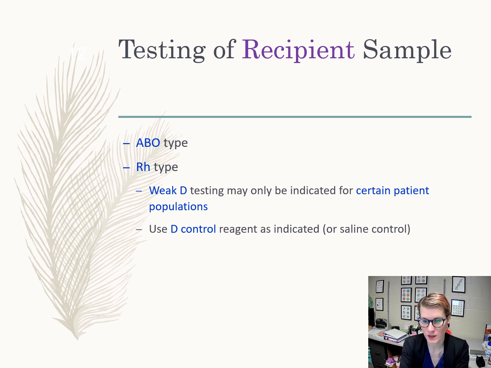And weak D testing is not required by AABB for pre-transfusion testing. We will talk more about weak D testing when we get to the prenatal testing. And a D control is required whenever you do weak D testing.